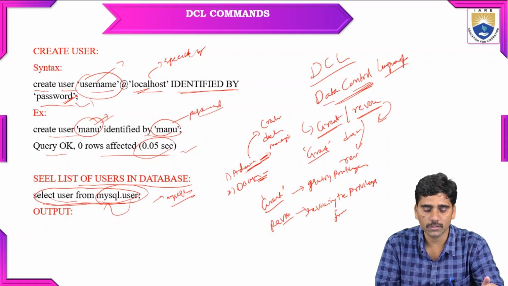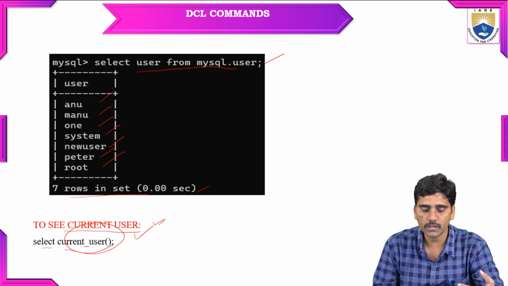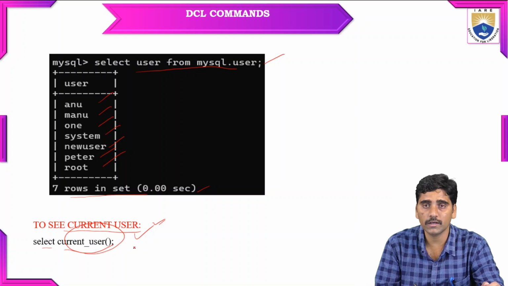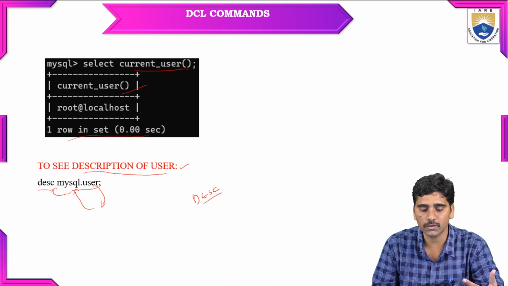After creating the user, how to see the list of users in the database? To see the list of users, select user from mysql.user. After typing this, the database shows how many users there are. It displays all the users. If you want to see the current user, just type select current_user. It displays only the current user.